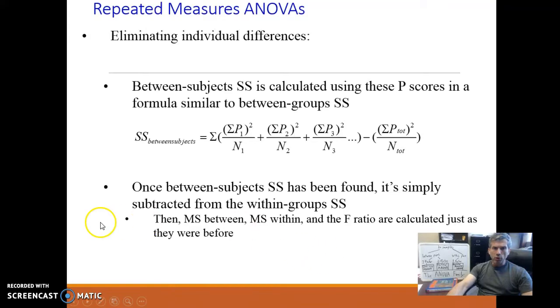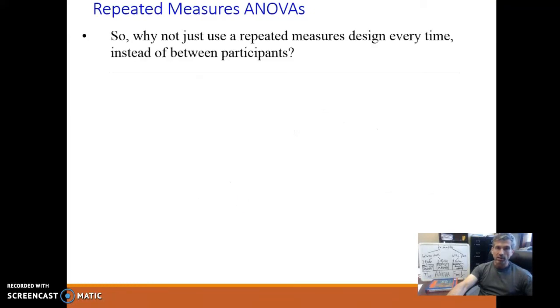So all that we're doing here is calculating this different source of variance from individual differences within the same groups, and then we're just pulling it out of that within group sum of squares before we create the mean square within and the mean square between. So you're just adding one extra step that's, again, eliminating individual differences from our within groups sum of squares, and ultimately our within groups variance. So that's the difference in calculation.